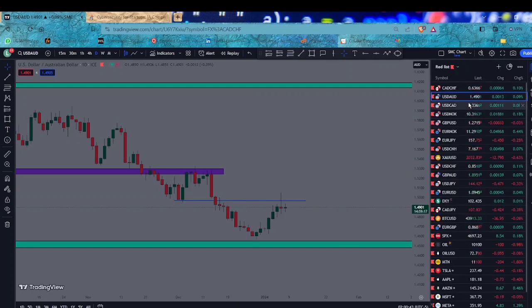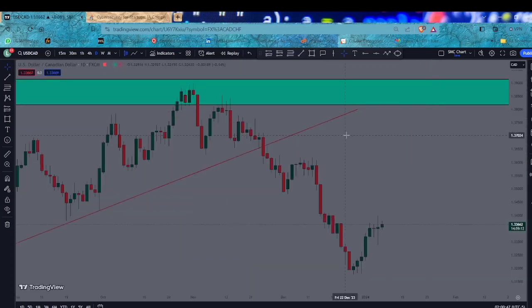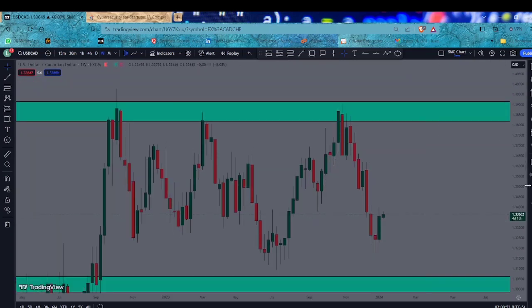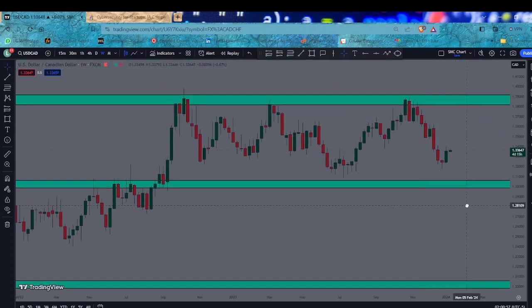So let's look at another one. I've not really done my analysis on the chart, but we're just going to be going through everything. Let's start from the weekly. This is USD CAD, right? Let's see what's going on in USD CAD.